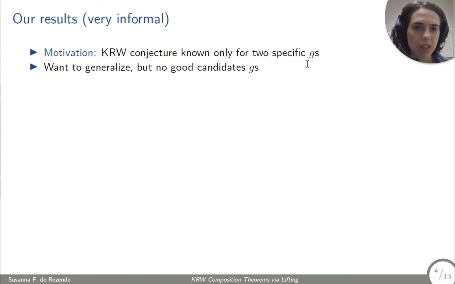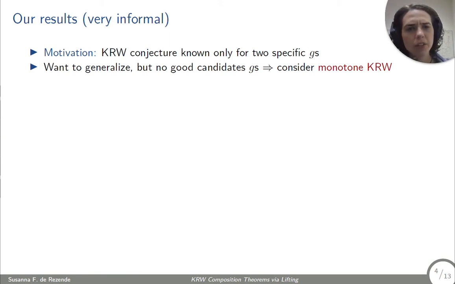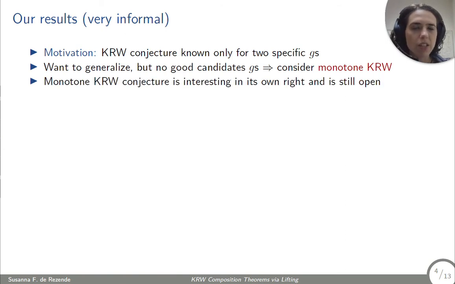And here we hit a certain barrier, which is that the way it has been shown to hold for these two specific g's requires a very good understanding of the depth complexity of g. And we don't have so many functions for which we understand the depth complexity well. But there are many functions for which we understand the monotone depth complexity well. So for this reason, we consider the monotone KRW conjecture. So the monotone KRW conjecture can be considered as a step towards proving the full KRW conjecture, but it's also interesting in its own right, and it's still open.